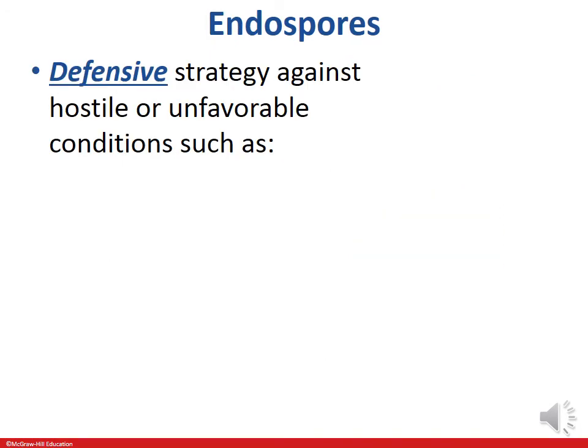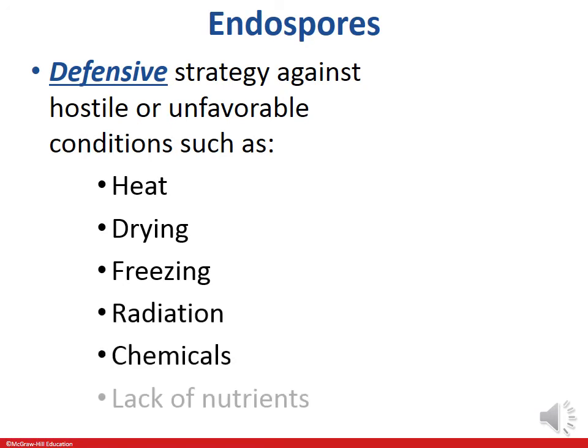Now, endospores are also a really big problem in medicine. And these are basically a structure that bacteria can use to defend themselves against hostile environments or unfavorable conditions, such as extreme heat, complete lack of moisture. So, living things need moisture to metabolize and grow. And when you take that moisture away, they have to either die or protect themselves. Very low temperatures, freezing, radiation, chemicals, and even just lack of nutrition can cause cells to go into this defensive mode.